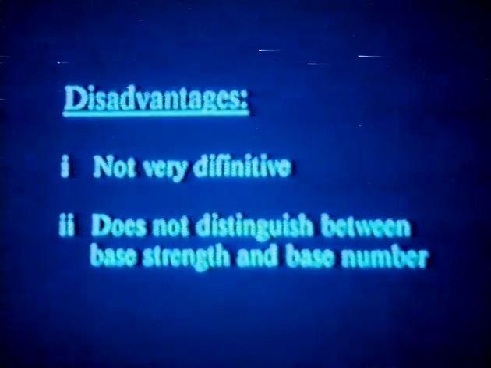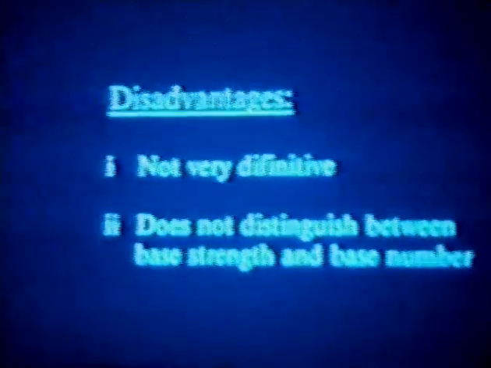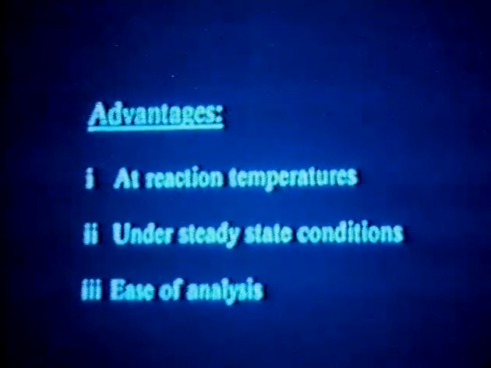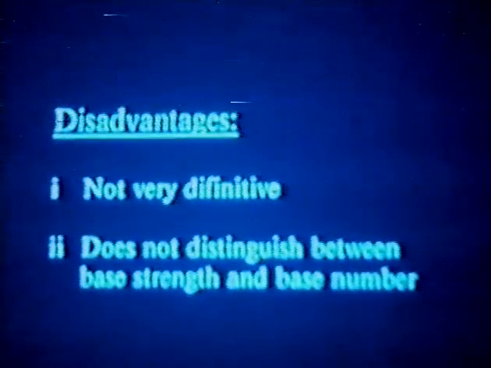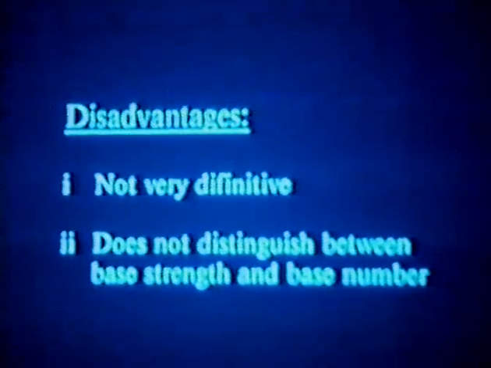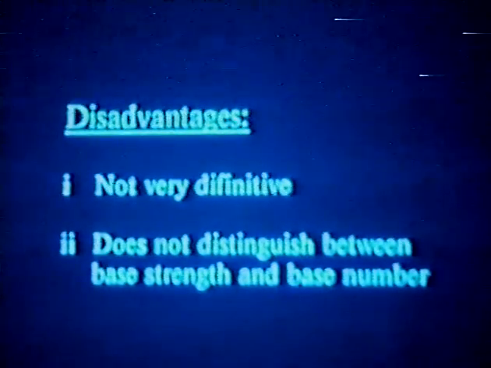Some of the advantages are that it can be done at reaction temperatures and under steady state conditions, and the ease of analysis. Some of the disadvantages are that with the secondary alcohol, if we change that to, say, a primary alcohol, say 1-propanol, we might change the activity as well as the selectivity, and again change our interpretation of the base characteristics. Second, it's not definitive in the sense that, again, some of the propylene might be behavior of the base sites. And thirdly, it doesn't distinguish between base strength and base number as, say, titration might.